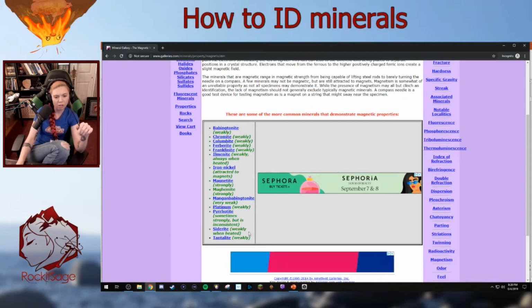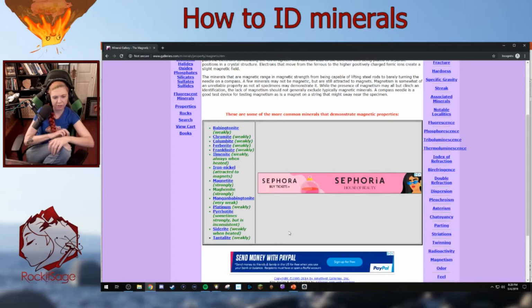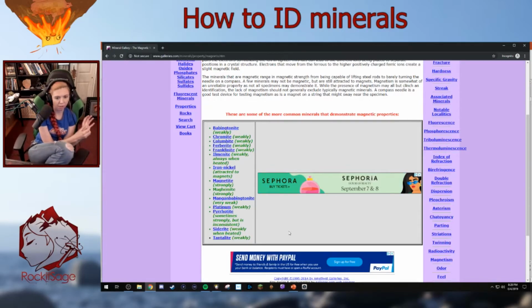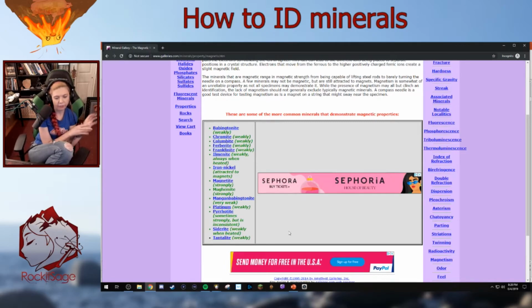Siderite. Weakly when heated. I have some siderite, but I've never heard it to be magnetic, only because it's, I don't know. Although it's not a very common mineral that we use in mineralogy or anything. It's just one that I used a lot during my master's.